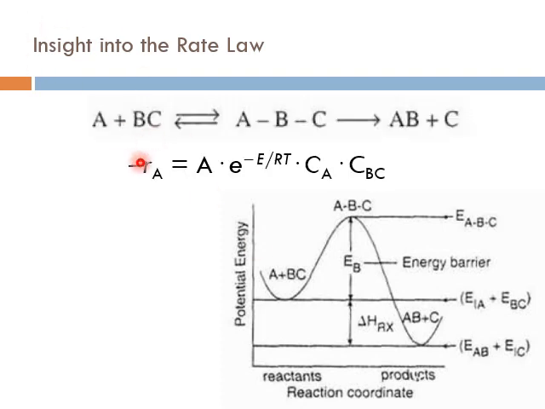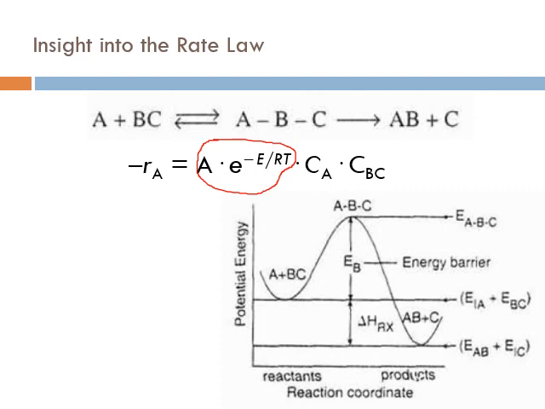Okay, so in conclusion, for this reaction, where A is reacting with BC to form an intermediate compound, and then this intermediate compound is dissociating into the product, the rate law is written as K multiplied by the concentration of A times the concentration of BC, assuming that this reaction is an elementary reaction.